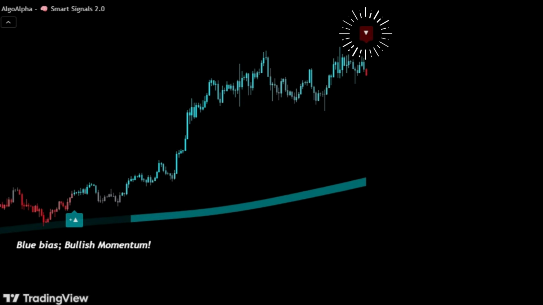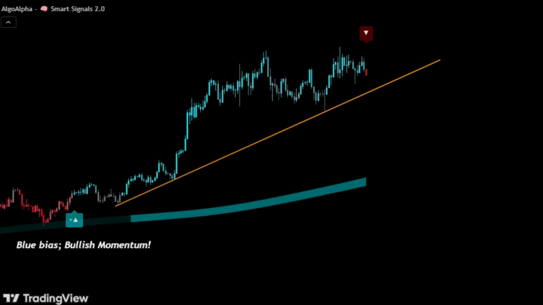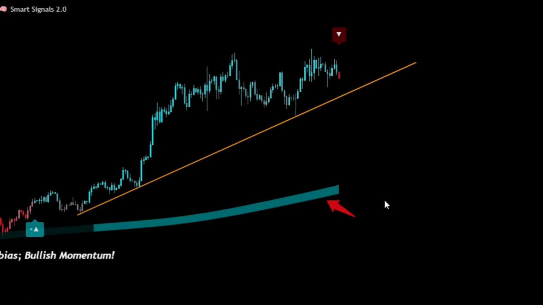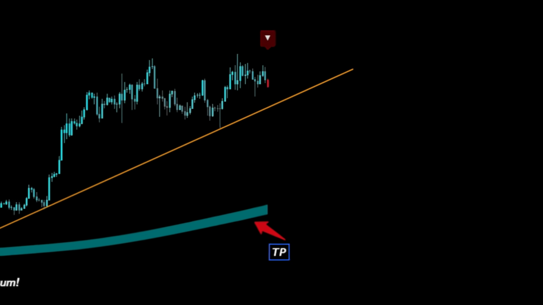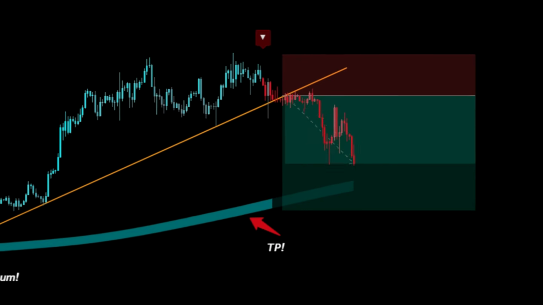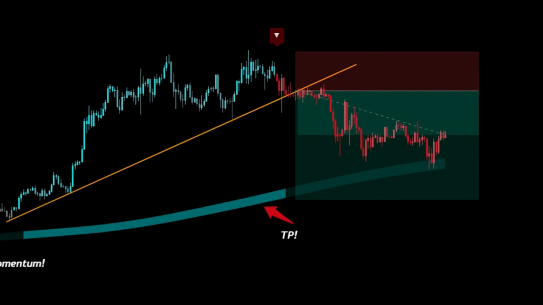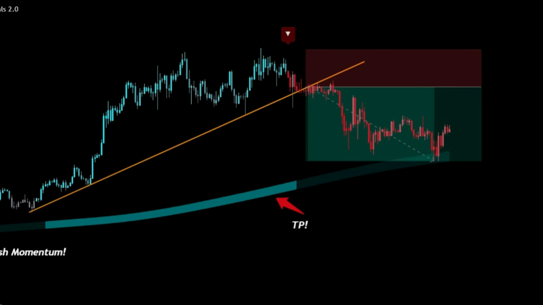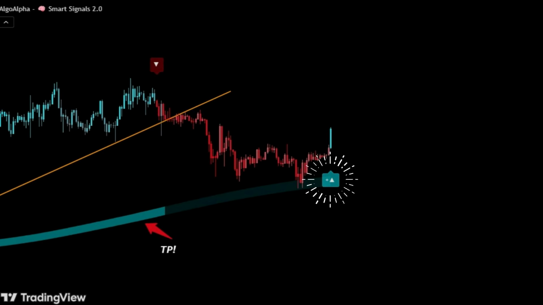What makes this setup really interesting is when a short signal appears above the blue ribbon. Now that usually means the market is retracing back towards the ribbon. In this case, I draw a trend line to catch a possible entry, knowing that the blue band could act as my take profit area. And once the candles touch the blue band, a long setup forms again, and you already know what to do from there.